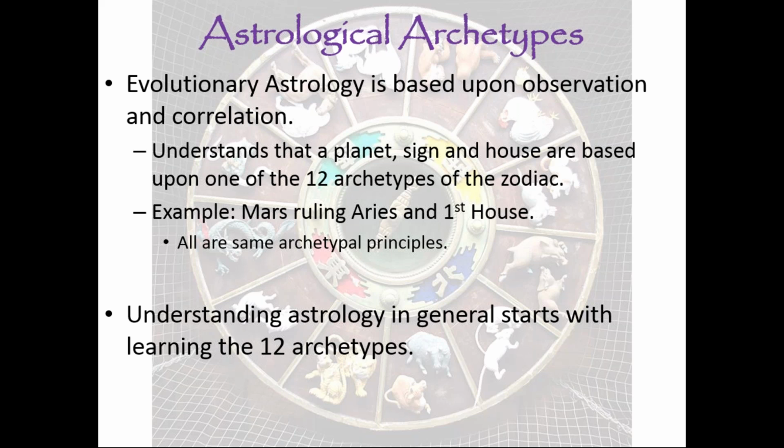The example we have here on the screen is Mars, which rules Aries and rules the first house, is one archetypical principle. And of course, if you're a beginner to astrology, it starts with learning the 12 archetypes. Jeffrey Green always used to say, if you learn the 12 archetypes, you can take it from there and then extrapolate those archetypes into a planet or a sign or a house.